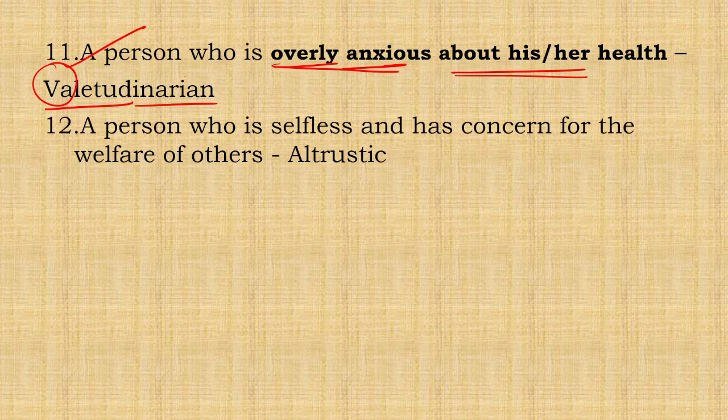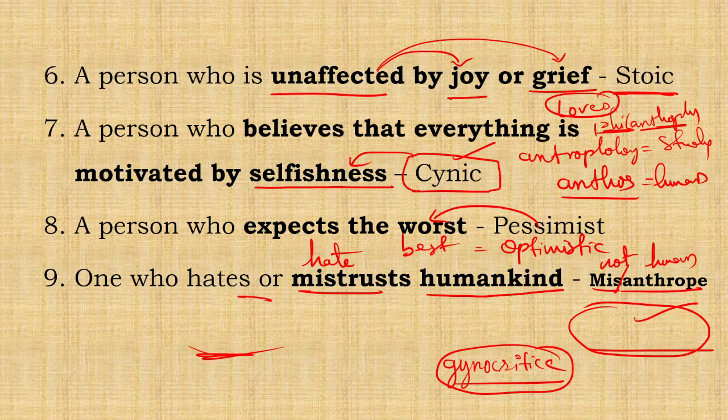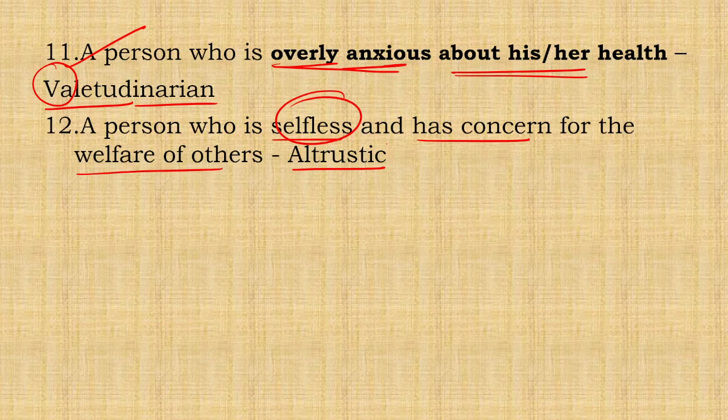Okay, next. A person who is selfless and has concern for the welfare of others. See, we have two words, very carefully. Altruistic is a person who is selfless. That means he doesn't feel selfish. He thinks that everybody is equal and he bothers about other people. He helps other people. Okay, that fellow is called altruistic. But before this, we had seen one more combination. Look at this seventh question. A person who believes that everything runs on selfishness. That fellow is called a cynic. So remember these two combinations carefully. This is positive, altruistic, and that fellow is cynic.